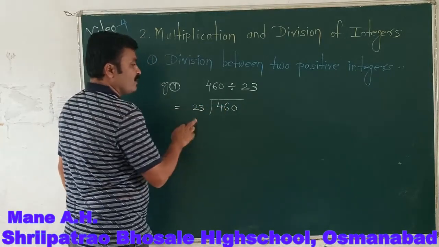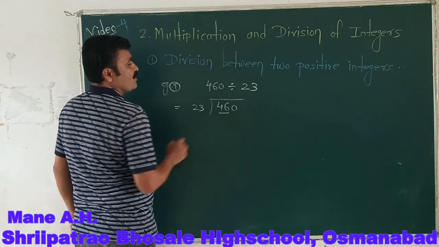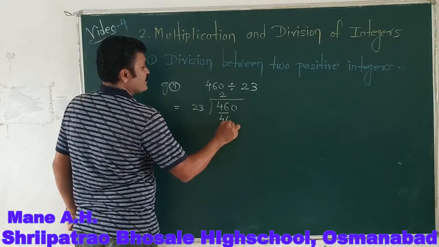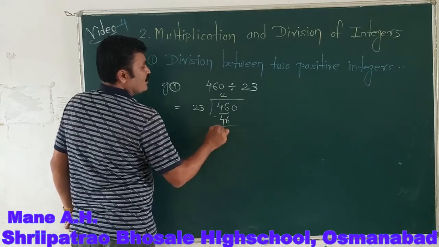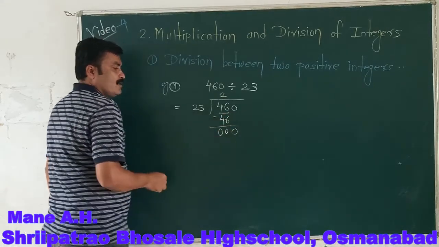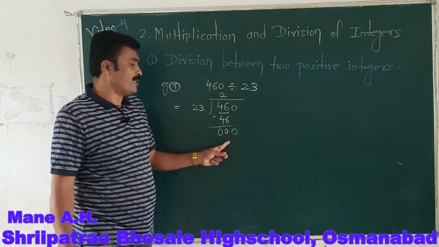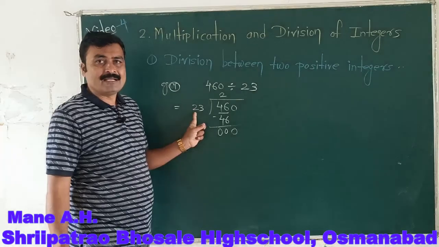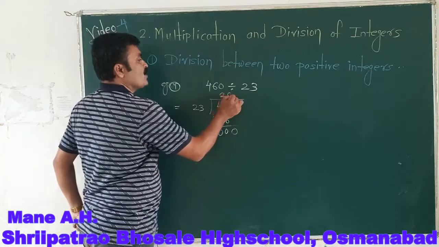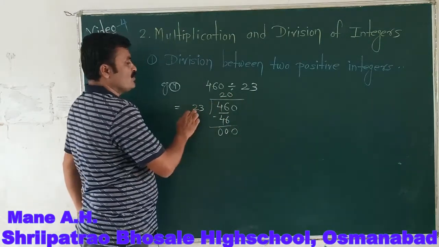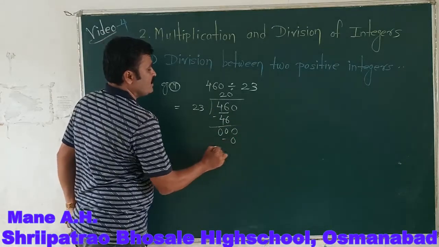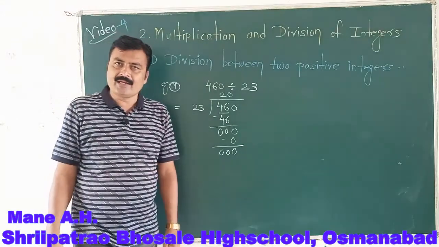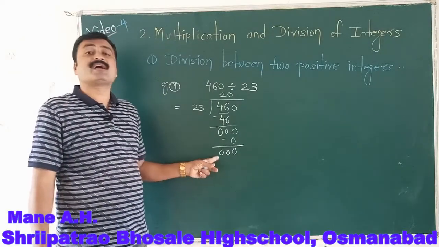by using the table of 23, here I take 46 first, so 23 twos are 46, remaining 0, the last digit 0 comes down. So some students say the division is complete, but it is not. 0 will be divided by 23. It is not possible. In this condition we take the quotient as 0, so 23 into 0, remaining 0. Now the division is complete here. Now the remainder is 0, that means this is a complete division.